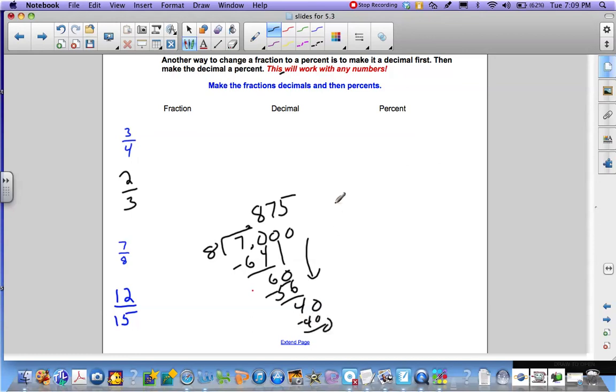I've got 875 thousandths, and to make any decimal a percent, remember percent means per 100, you can move the decimal twice to the right or multiply by 100. Okay, it's going to do the same thing. So 7/8 is equivalent to 875 thousandths, which is 87.5%. So those are 3 different ways that you can make fractions percents.